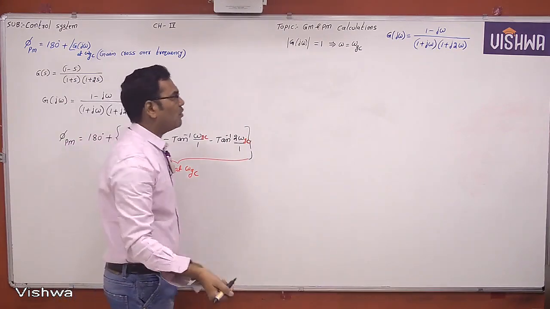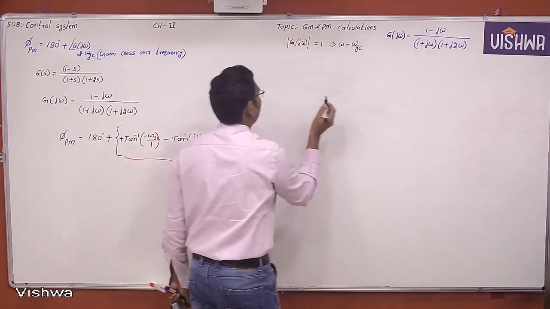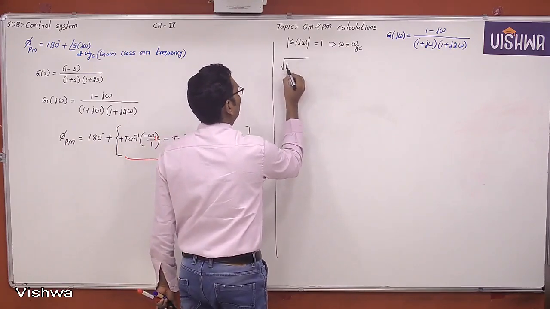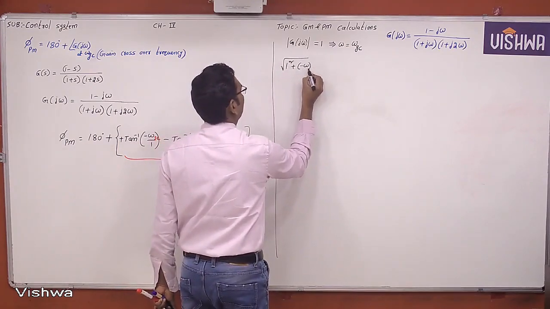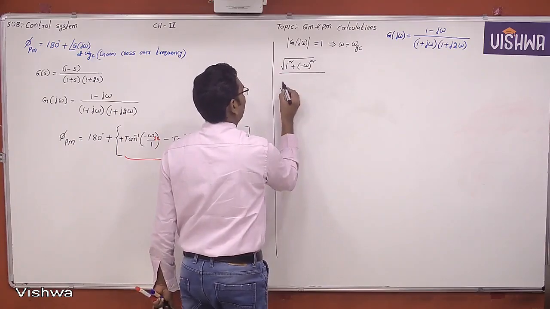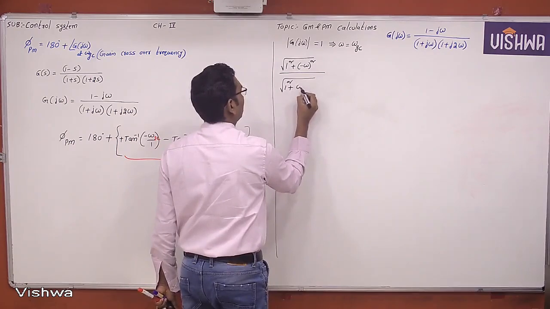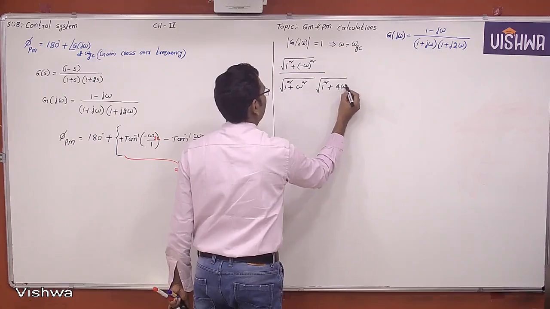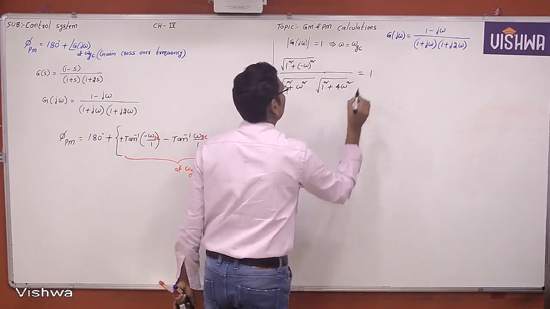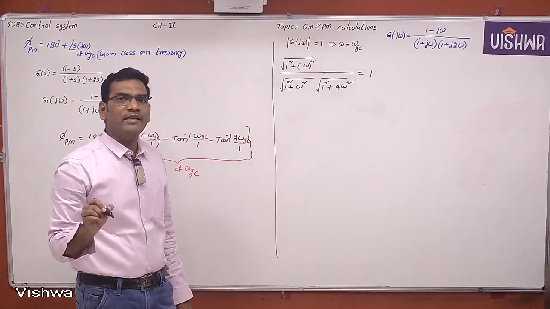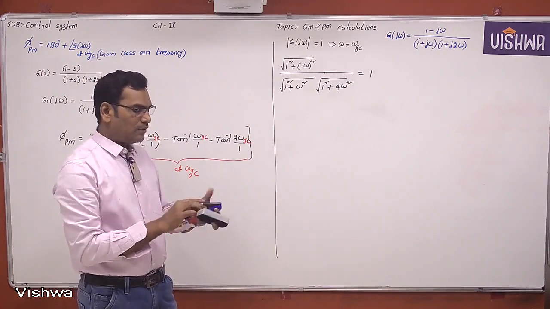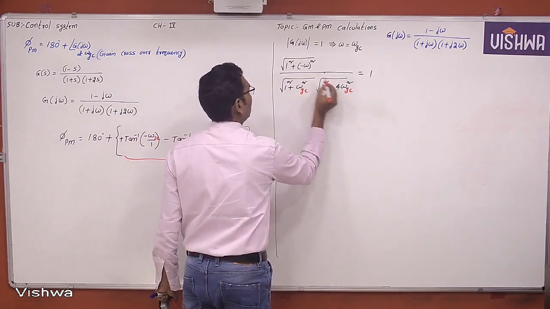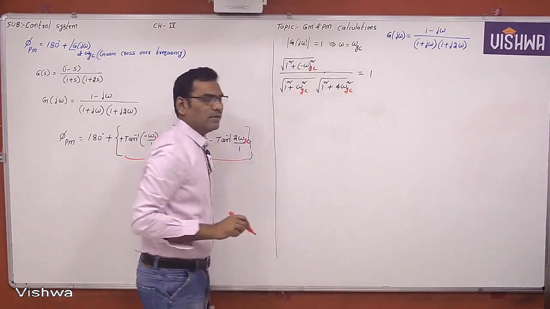What is the magnitude of open loop transfer function? For this you can calculate the magnitude. Now what is the magnitude? Square root of a square plus b square, square root of real part square plus imaginary part square. Now this is the magnitude which is equal to 1. So when this magnitude is equal to 1, this particular frequency is called the gain crossover frequency.